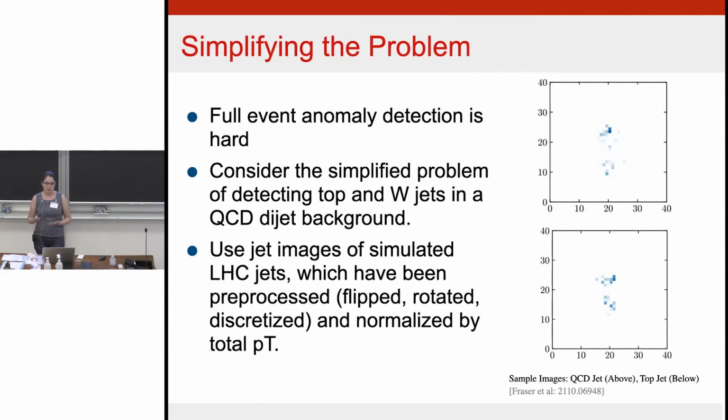And we also do some pre-processing, like rotating and flipping those images, discretizing them in order to include the necessary symmetries. And then one comment I also want to make is that we do something that's a little bit unusual, which is normalizing by the total PT. And the reason we do that is that one of the loss functions we use requires that the initial and final PT is the same.